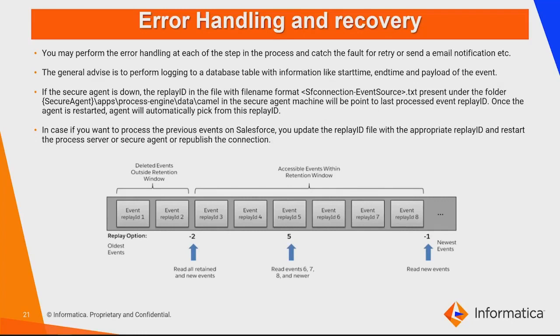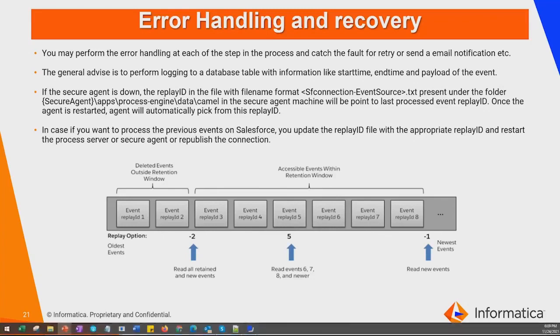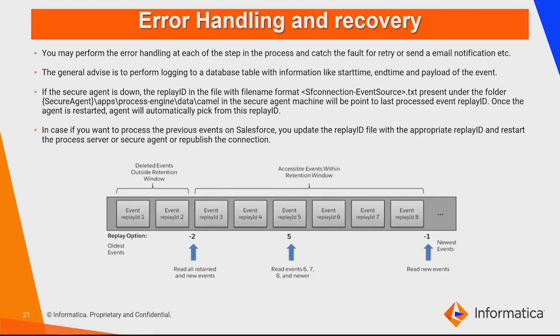If you want to give a specific reply ID and read all the events after that, you can do so by giving the appropriate reply ID. In this case, if we give 5 as the reply ID, we will be able to read all the events after reply ID 5, which in our case will be 6, 7, and 8. So this is how one can perform error handling and recovery procedure.